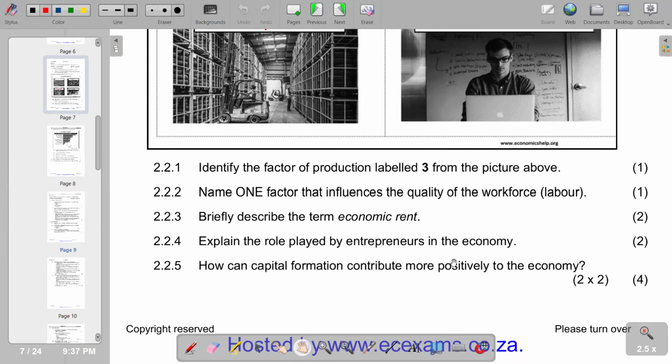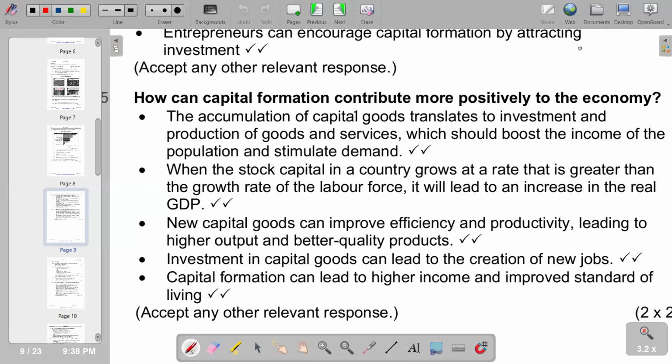So the question is asking how capital formation can contribute more positively to the economy. So with that, we can check the points that we have. Within that context, the accumulation of capital goods translates to investment in the production of goods and services, which should boost the income of the population and stimulate demand. When the stock of capital in a country grows at a rate greater than the growth rate of the labor force, it will lead to an increase in the real GDP. Also, new capital goods can improve efficiency and productivity, leading to higher output and better quality products. So this is what we have on that part.